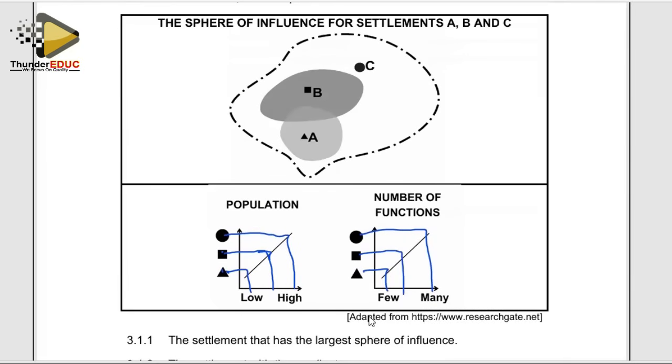And if you look at the spheres of influence, people who are supporting services in A are coming from this particular region here, which is basically a smaller area. For B, people supporting services in B are coming from this area, which is slightly bigger. And people supporting C are coming from all over this region here, inclusive of A and B. That's the impression of what is shown by that illustration.